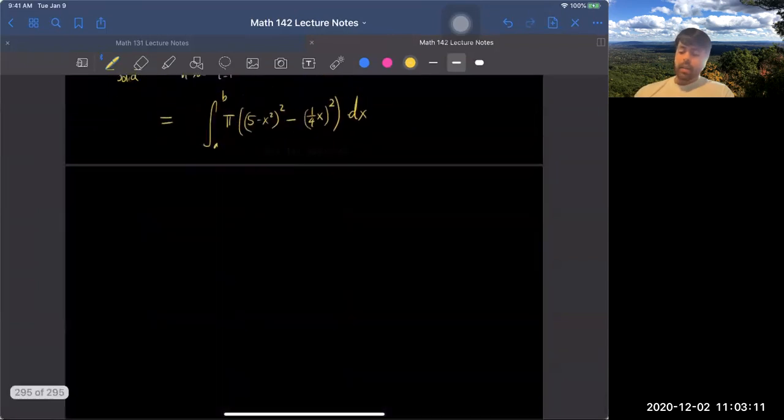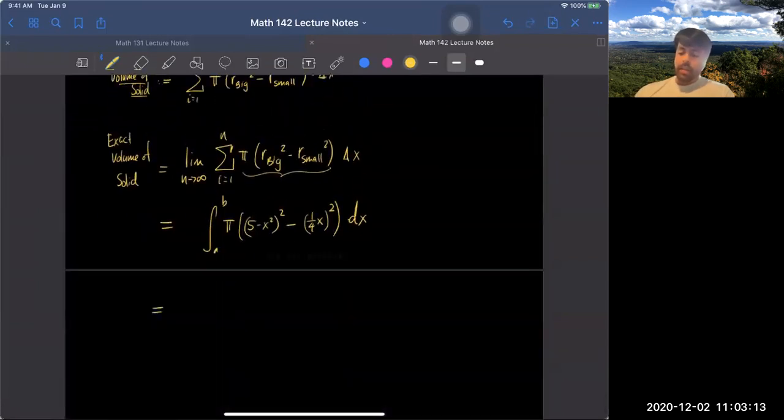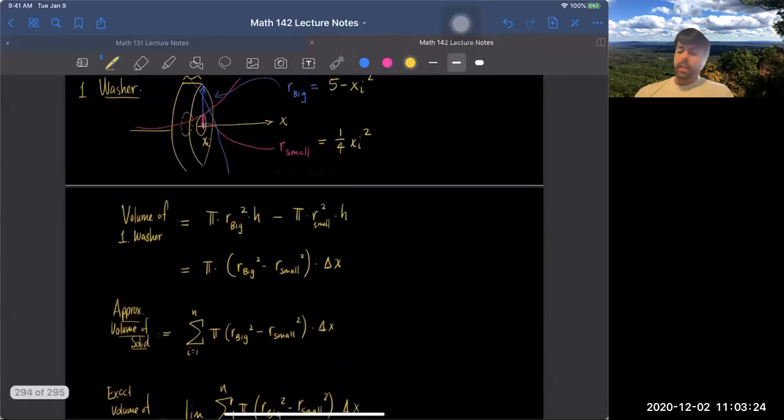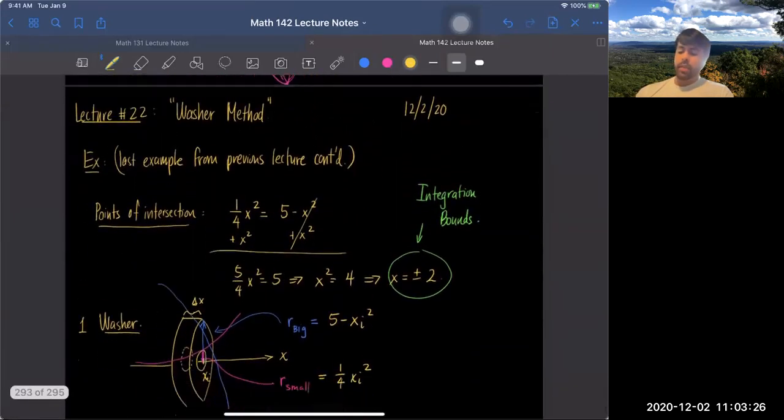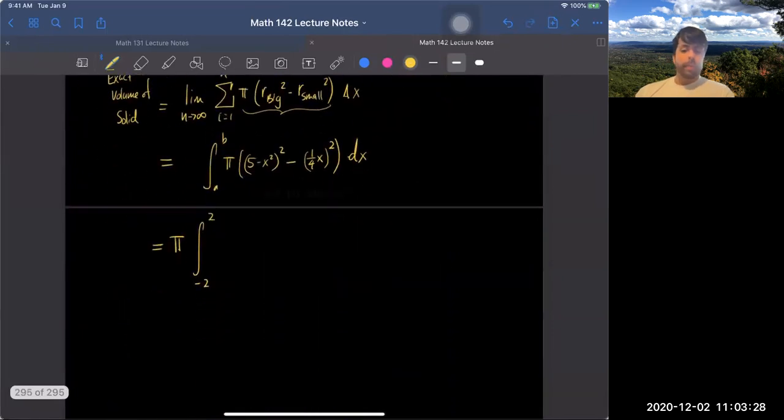Now pi is a constant, so I can take that out. A and b are what? I can specify a and b. They're -2 and 2. That's my bounds of integration as I found it. -2 and 2. And then I have to expand everything.